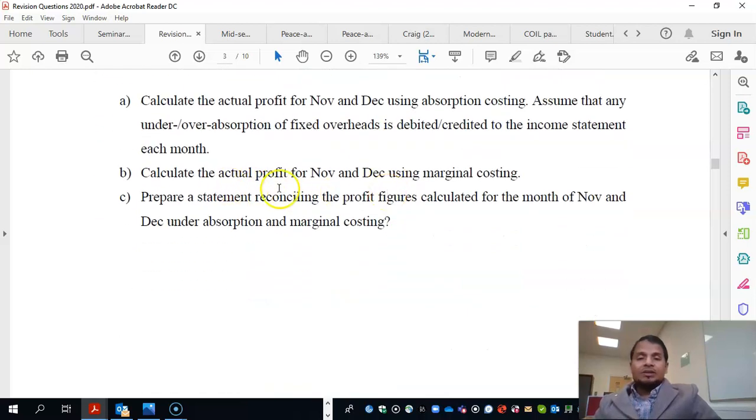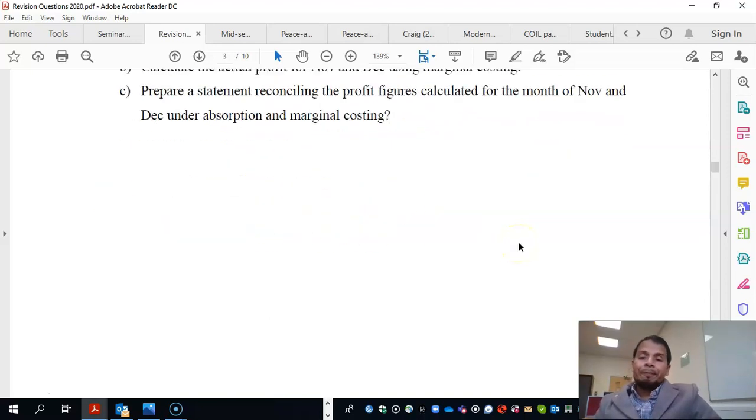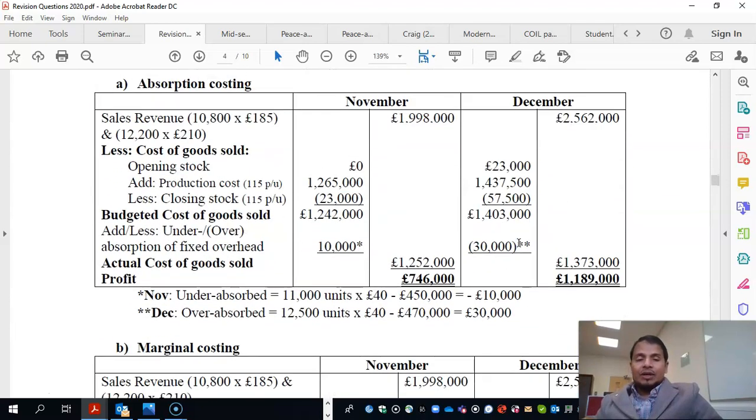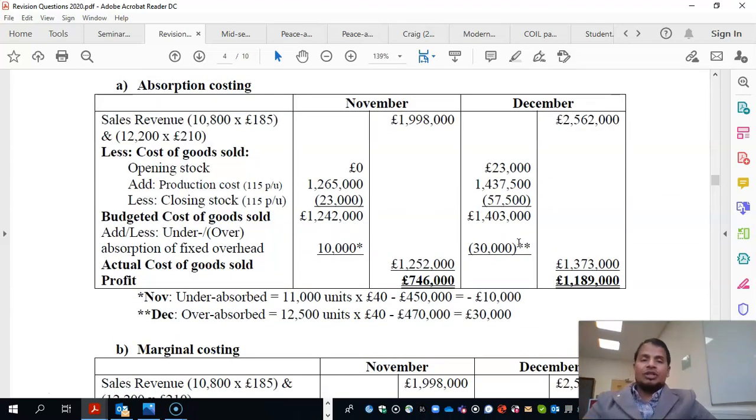Yeah, and calculate actual profit for November and December using marginal costing, and here calculate actual profit based on absorption costing, and then we have to prepare a reconciliation statement in requirement C. Okay, so let's see the absorption costing income statement. So this is the working column for November, and then this is the final column for November, and this is the working column for December, and this is the final column for December.